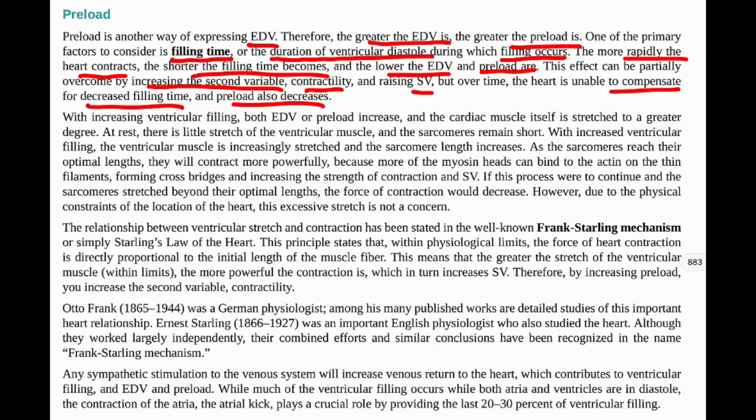We spoke about that a little bit earlier when we talked about our output compensating, our heart rate increasing, and how it compensates at first, and then it doesn't compensate anymore, it can't.